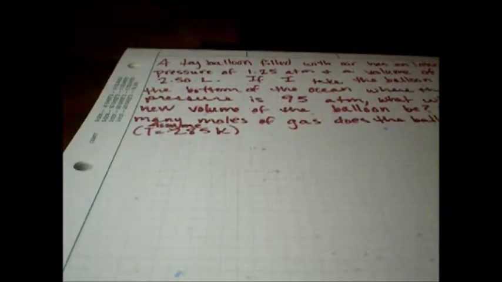The problem reads, a toy balloon filled with air has an internal pressure of 1.25 atmospheres and a volume of 2.50 liters. If I take the balloon to the bottom of the ocean where the pressure is 95 atmospheres, what will the new volume of the balloon be? And how many moles of gas does the balloon hold? Assume that our temperature is 285 Kelvin.